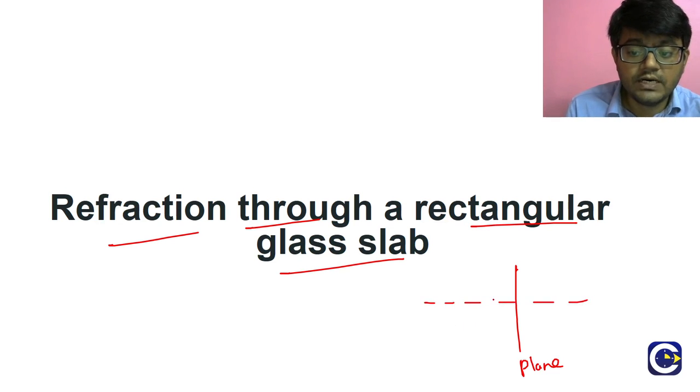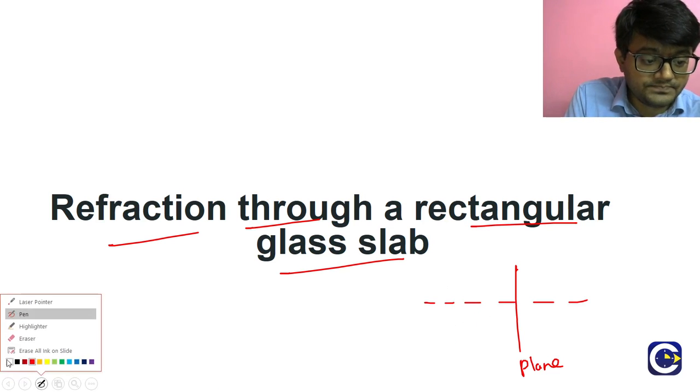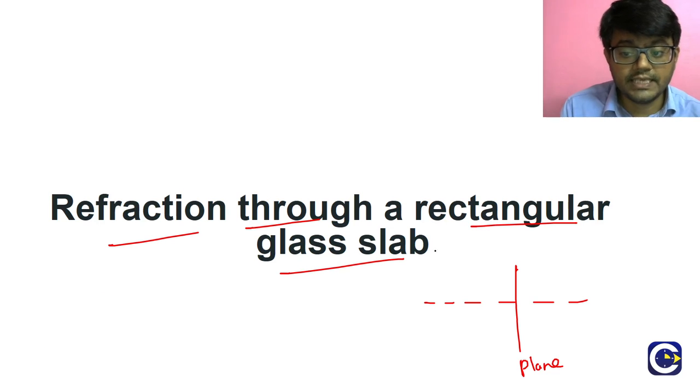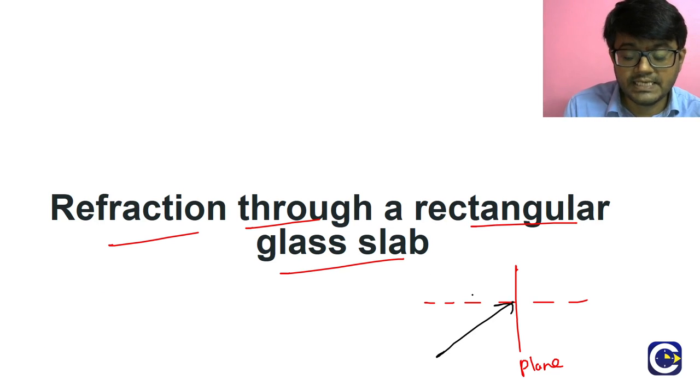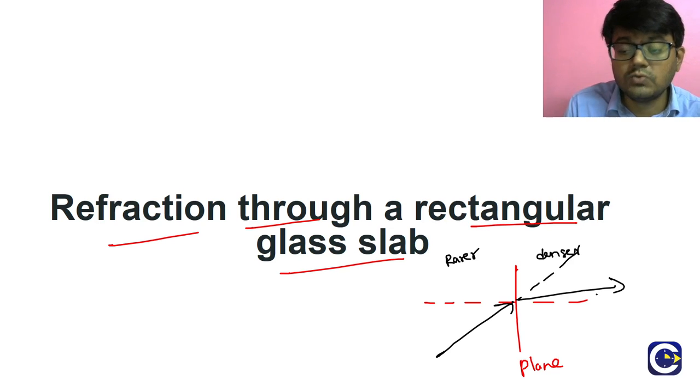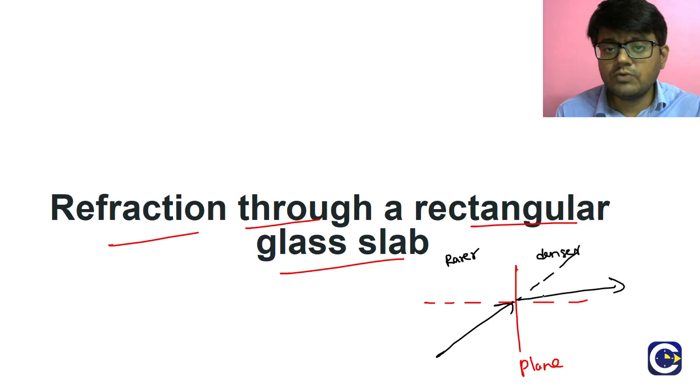Whenever we have a light ray that is incident at a plane interface, then depending upon the nature of the two media, for example in this case the light ray is moving from a rarer medium to an optically denser medium, what we would see is that the light ray will be bending towards the normal. If it is moving from a denser medium to a rarer medium, it will be bending away from the normal. This idea we already saw in the previous video. In this video we will look at the important derivations on the refraction through a rectangular glass slab.